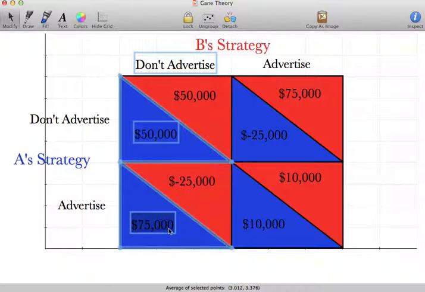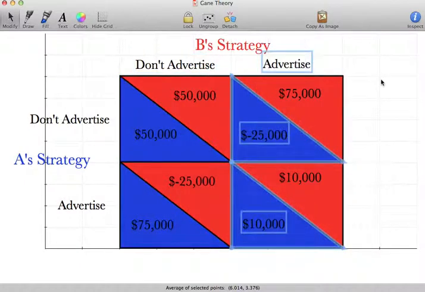So when B does not advertise, the best thing for A to do is to advertise because their profits are higher. Now let's take a look at what happens if B takes the alternate strategy. If B decides to advertise and A does not advertise, A actually loses money. They are losing $25,000. But if B advertises and A decides to advertise, their profits will be $10,000. So again, A is better off advertising because the profits for company A will equal $10,000 versus losing $25,000 if they don't advertise.